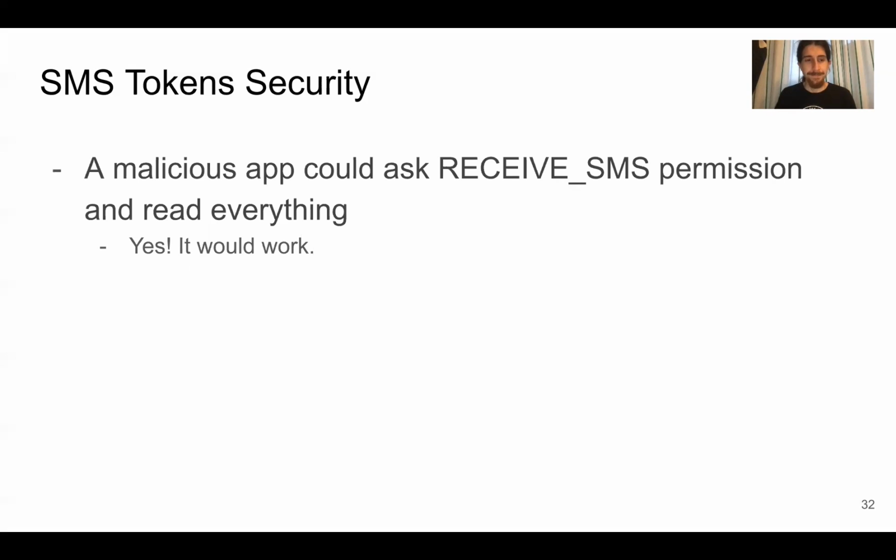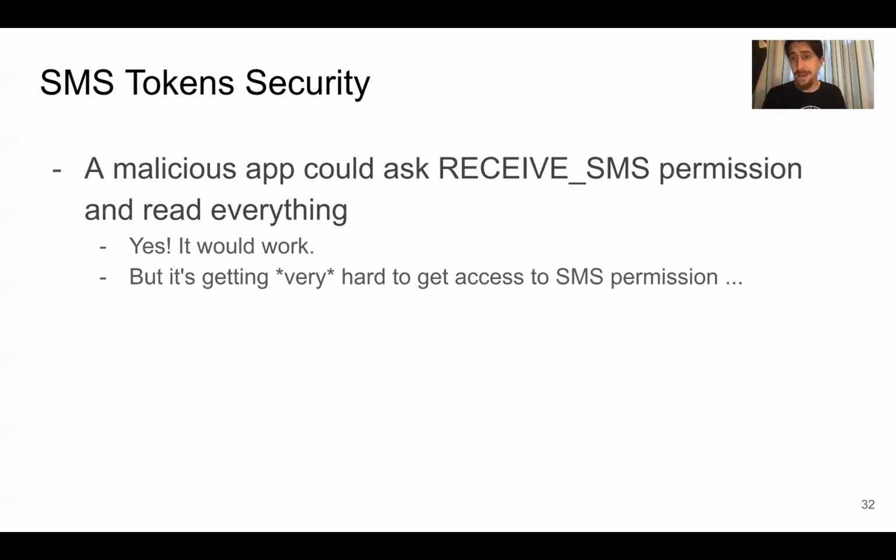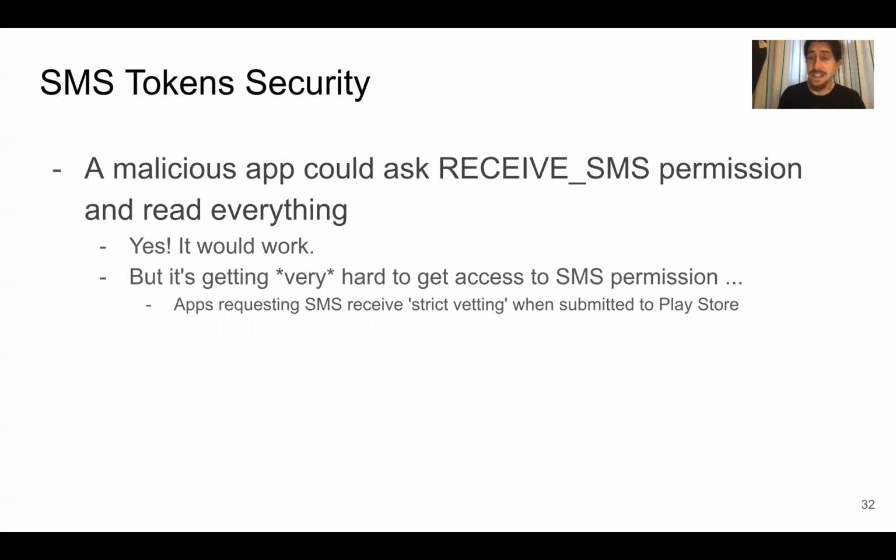Okay, it would work, but it's getting very hard to get this SMS permission. If you submit an app that asks for this SMS permission, there is some kind of strict vetting, or maybe some human intervention that checks. So it takes more time, and arguably it's more difficult nowadays to get an app on the store that has the receive SMS permission. Is it impossible to get an app there with SMS receive permission? Of course not. It's just more difficult. Again, the bar is getting higher, but it's not impossible.